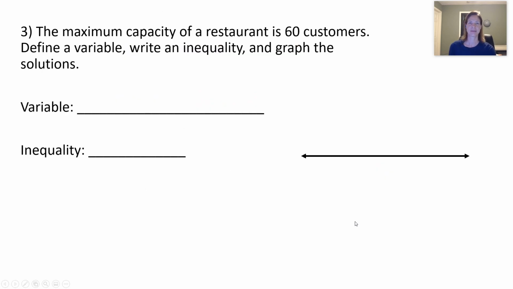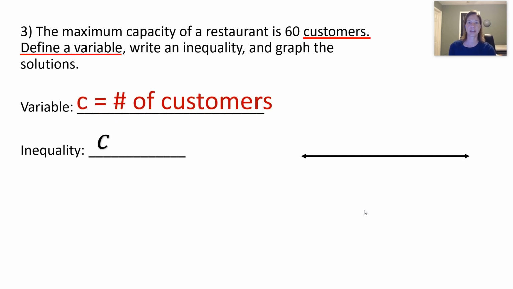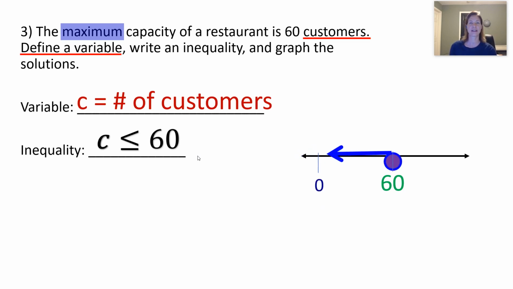And then the last one for you to try. So defining a variable, it's the number of customers. So you could use any letter you like, but it has to do with the number of people. Customers need the maximum capacity. So maximum means it has to be this number or less. So you could have 60, that's the maximum, but it has to be under that or equal to 60. So therefore, if we graph it, it's going to be a shaded in circle because it could be equal to 60, and then it's everything less.